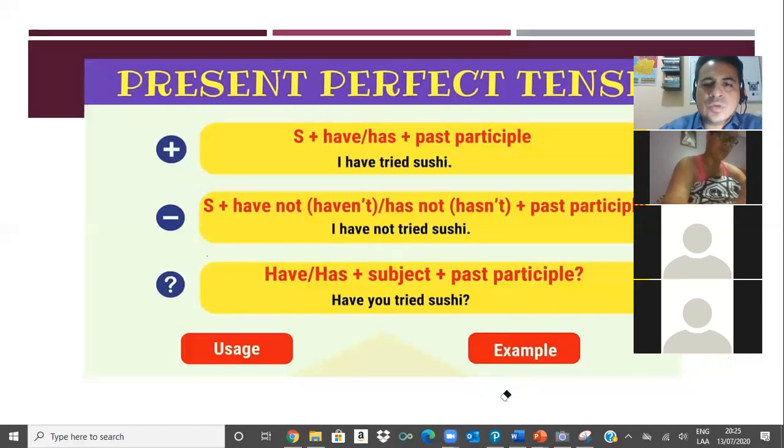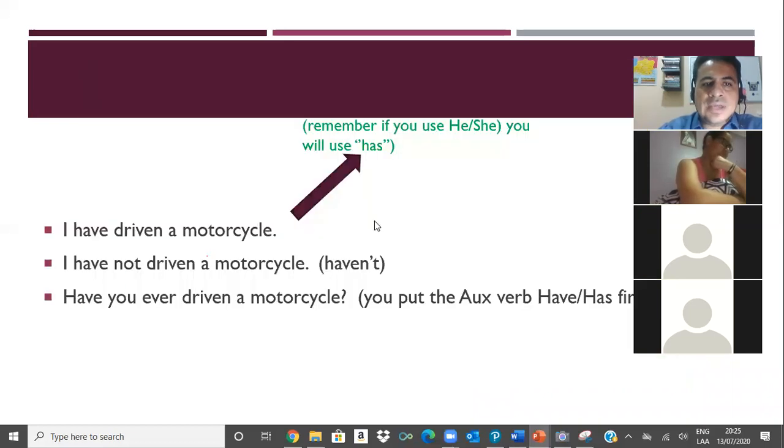Questions? ¿Cómo hacer esto? Deberían de ustedes saber cómo usar positive, negative, and questions. De hecho, el video les enseña las tres. Okay, so for example here, I have driven a motorcycle. I have not driven a motorcycle. Have you ever driven a motorcycle? Ahí están las tres.